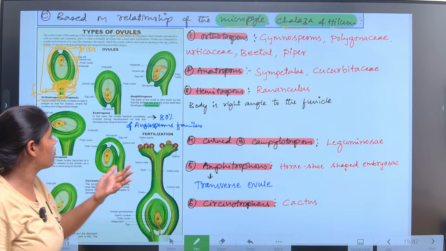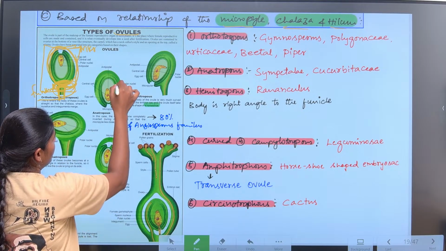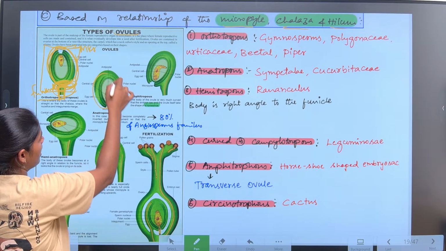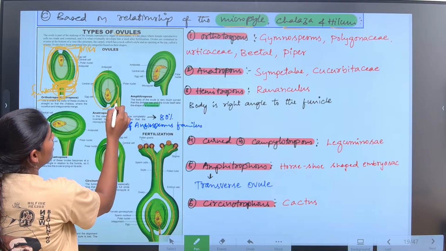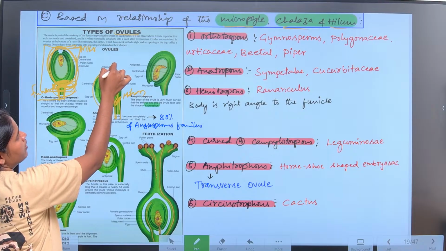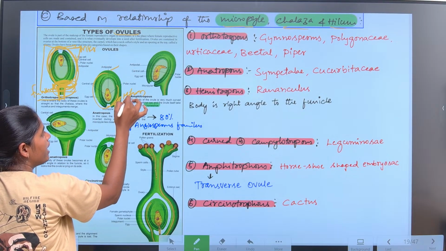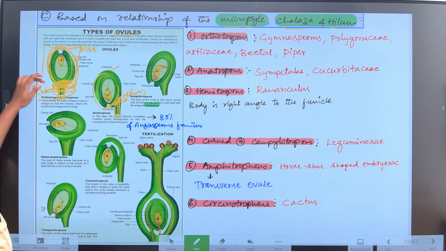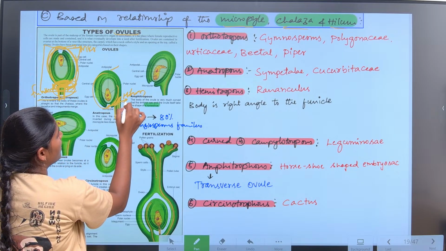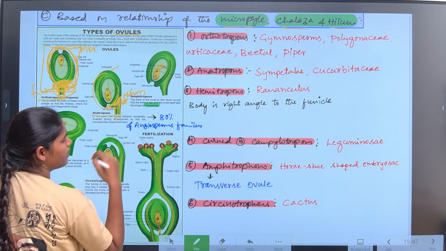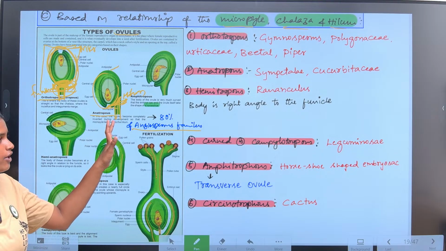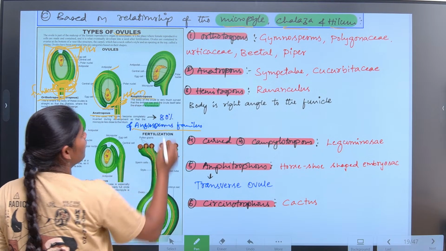And we have anatropous. The same funicle is there, but the ovule is inverted. See here, the ovule is completely inverted, so the hilum attachment is not merging here because the integuments are here. Micropyle and hilum are very close here, but the hilum and integuments are very close and they are getting merged. Anatropous: the majority of the angiosperm families will display this type of ovule development. Remember that.